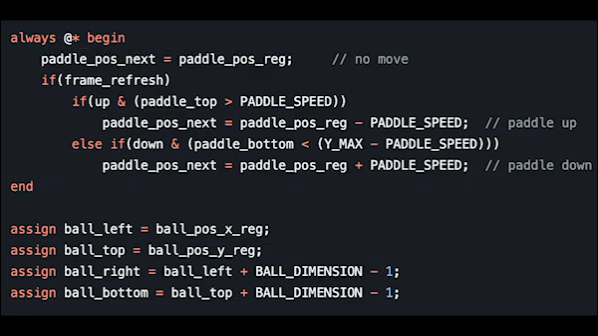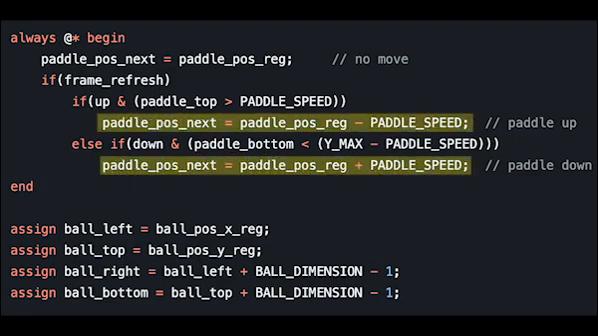Then we have an if statement about the refresh tick, which gives us the time constant for when the VGA is in sync with the VSync and the edge sync, and it should refresh the frame. Then it's a logical block with if statements and else if statements, and the first one is about moving the paddle up.